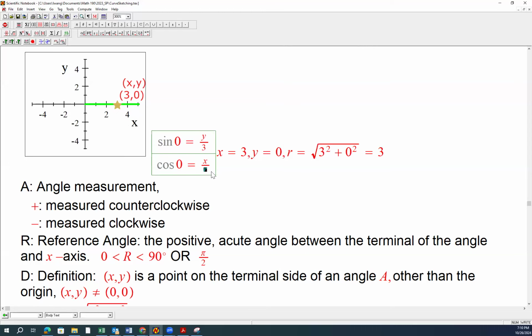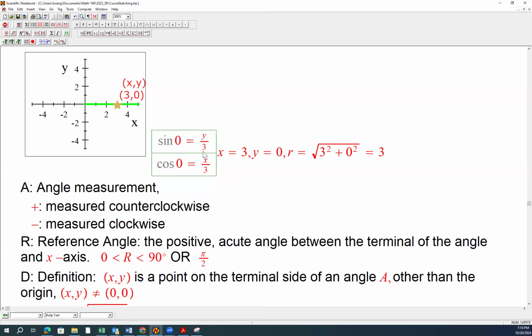We're going to put it in place. Sine 0 is y over r, which is y over 3. Y is 0, so 0 over 3. So sine 0 equals 0. How about cosine 0? Cosine 0 is x over r. X in our case is 3, so 3 divided by 3 equals 1. You see, this is how we use ARD.